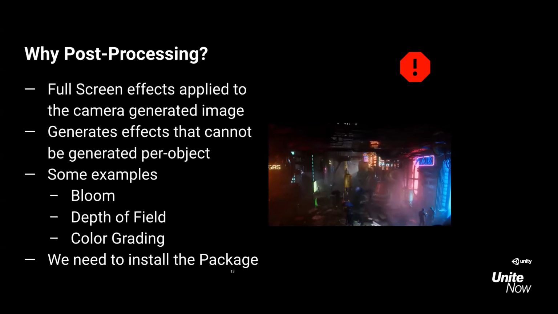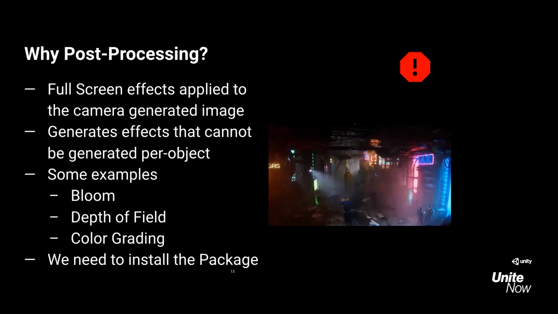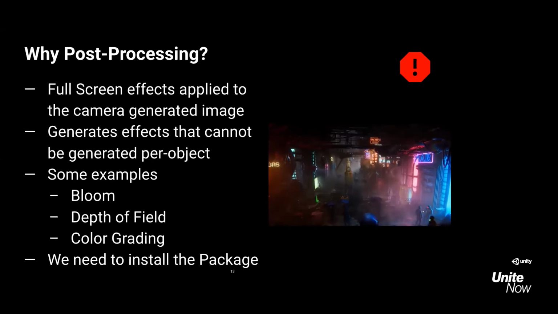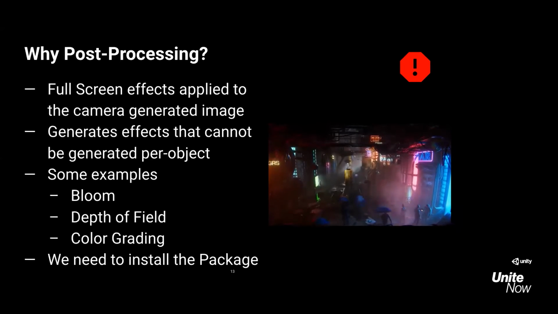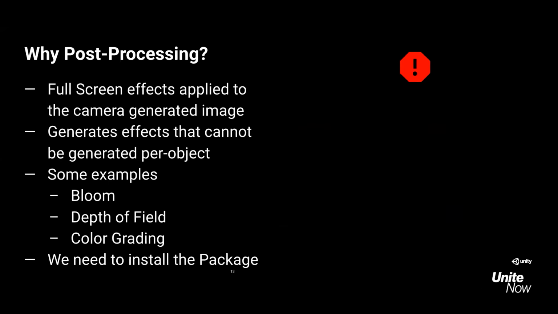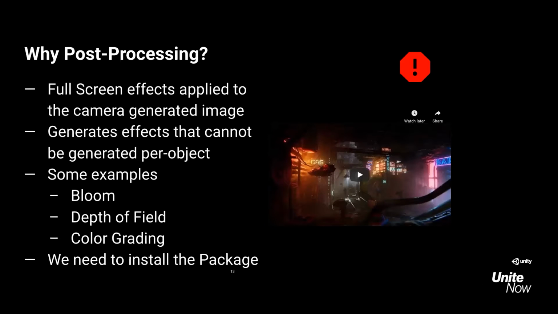So post-processing is all kind of effects that happens after the scene is rendered that deals with the final image. It improves the final image generated by the camera in ways a per-object rendering cannot achieve. So remember, post-processing has lots of effects like bloom, depth of field, and color grading. Today we are just going to be focused on color grading.